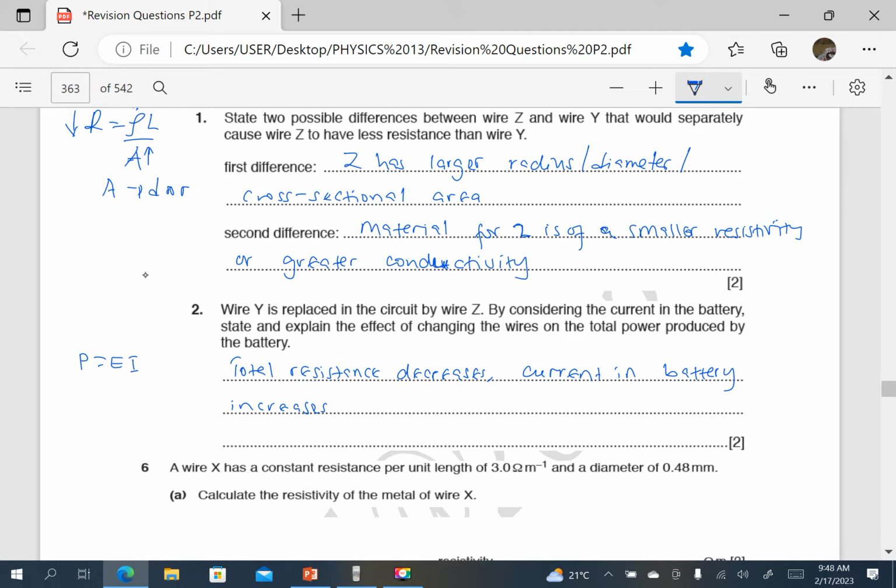The current in the battery increases, and since power is equal to E times I, the power produced by the battery increases. Since there is now more current passing through the battery, the power increases because power is equal to E times I.